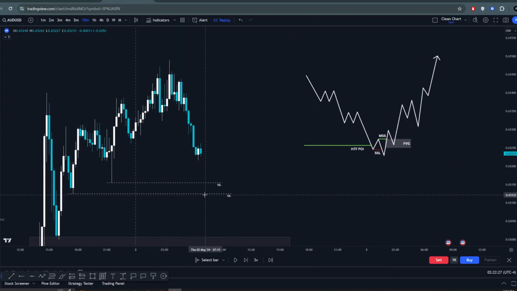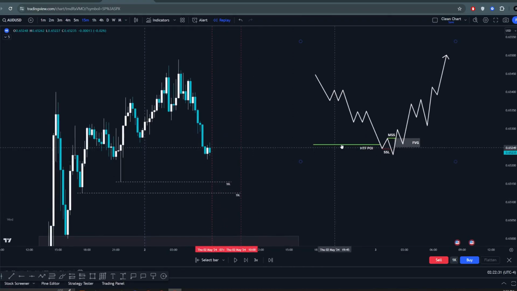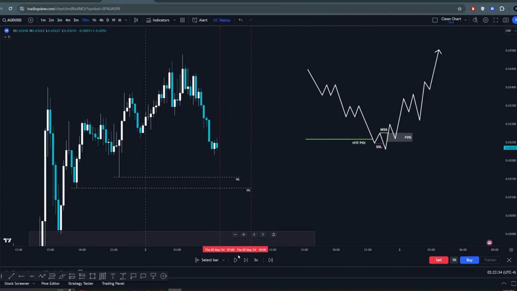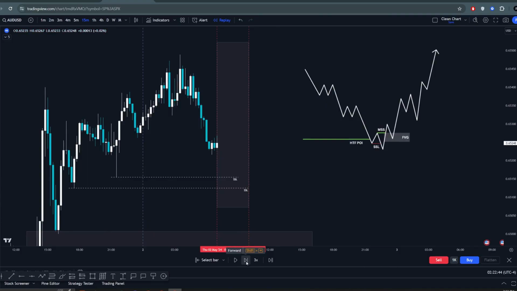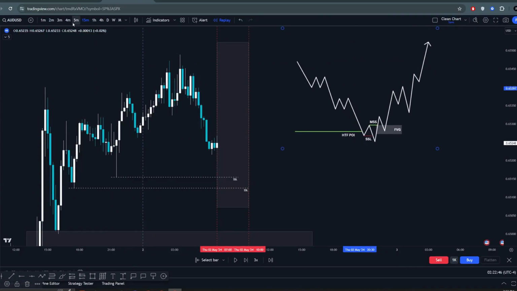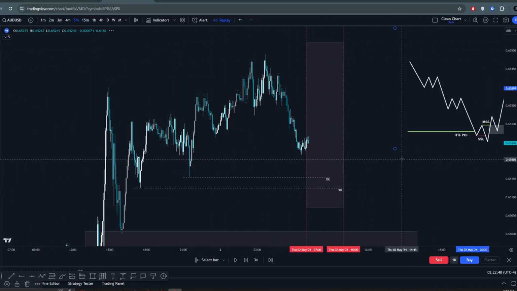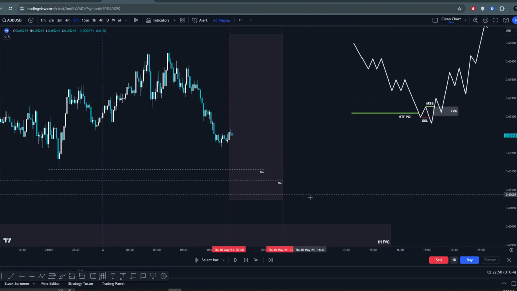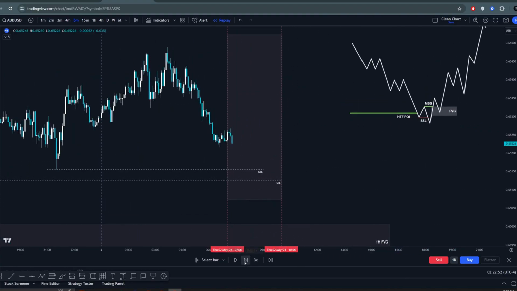At the 15-minute time frame, let's mark out hours 7 a.m. to 10 a.m. Around this kill zone, we are looking for this setup. Now let's wait. Let's go into the 5-minute time frame so that we can see the price action more.